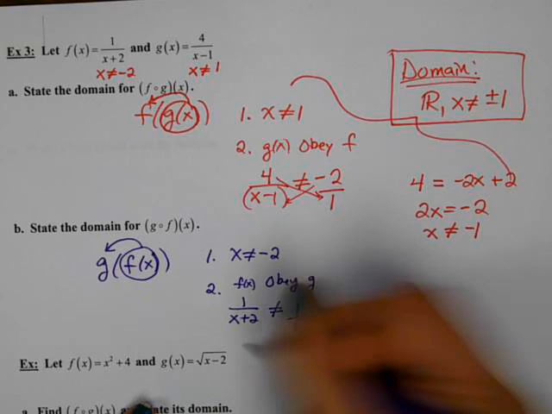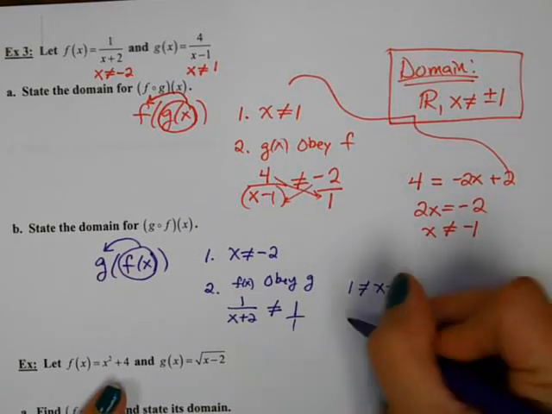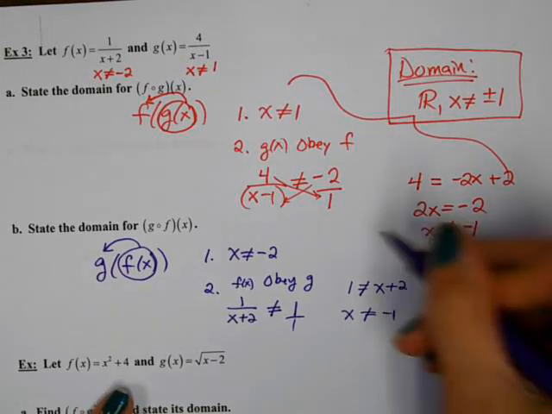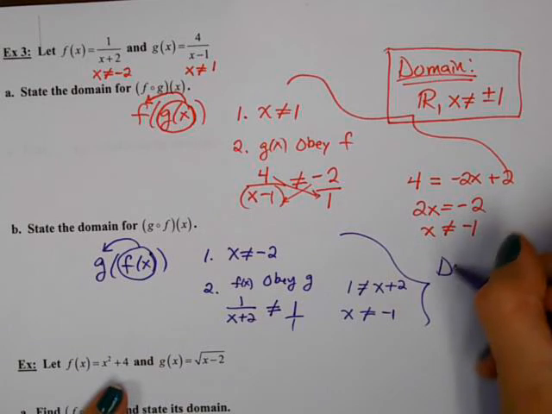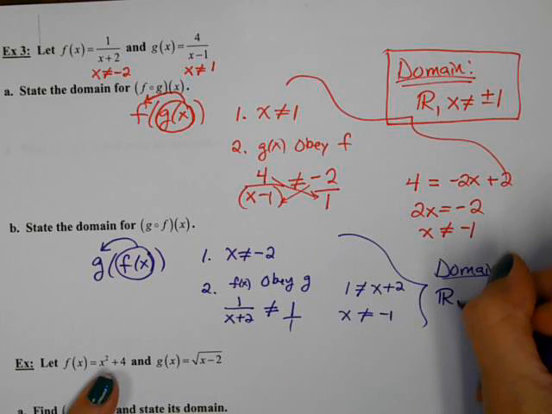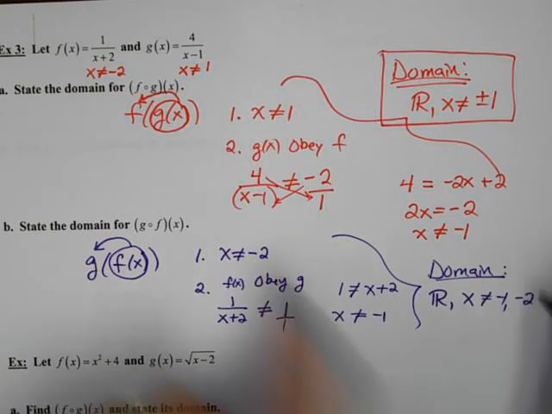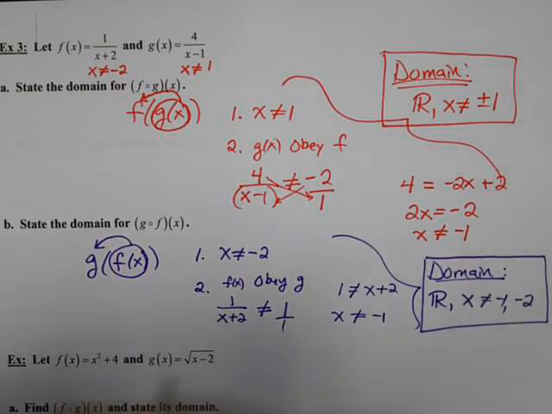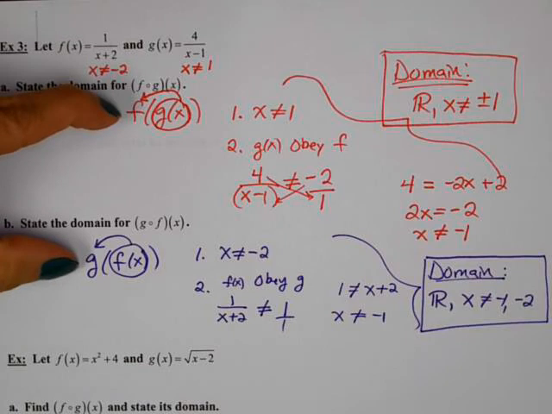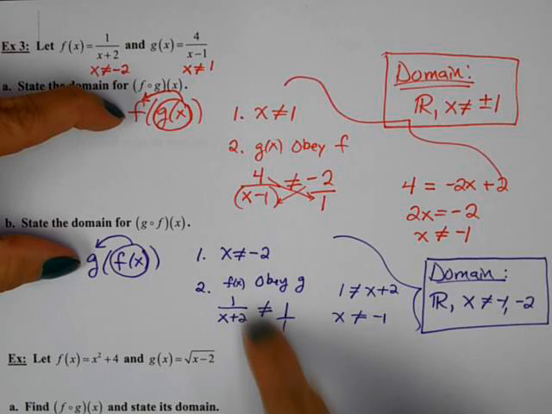Let's go ahead and cross multiply again. 1 equals x plus 2. Oh, not equal, sorry. x's cannot equal -1. Okay, so we'll go ahead and put these 2 together. So the overall domain for g of f of x is all reals except x's cannot equal -1 or -2. So is the answer the same for f of g of x or g of f of x? No, the answers are totally different. You have to follow the two-step process there.